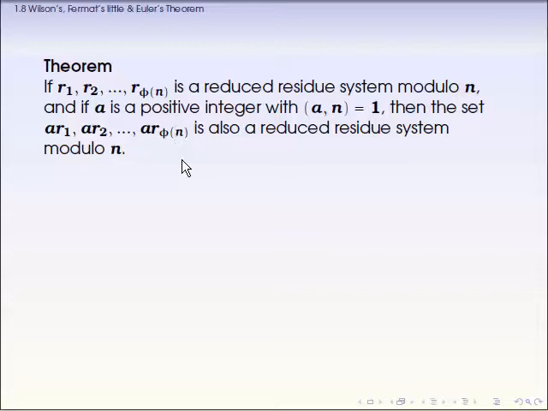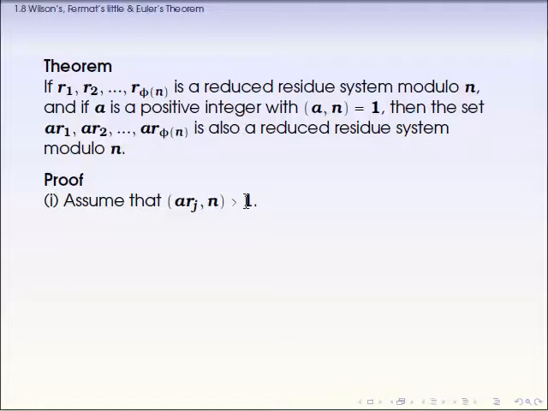So actually we need to prove two things. The first part should be that they are reduced residues, and the second part is that none of them are congruent to each other. That's what we need to prove.